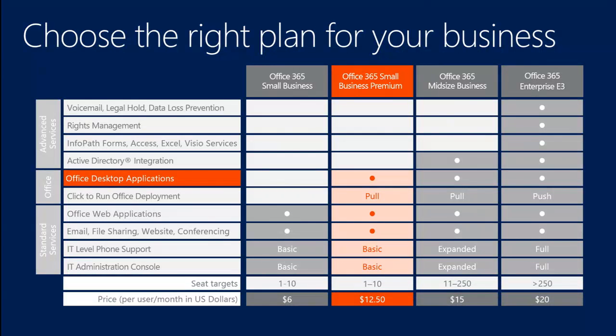Then you have the mid-sized business SKU, and the main differentiator there is you really start to get all the advanced administration controls, so you get full access to the Exchange Online, SharePoint Online, and Lync Online admin dashboards that you'd see if you had an enterprise or on-prem server. So that's where you get the much richer controls, management. You also get more options around deployment. And there is an important difference. The desktop versions are slightly different between Small Business Premium and the Midsize and Enterprise.